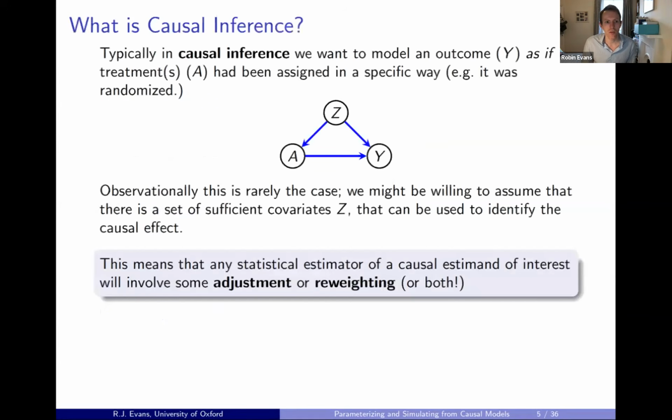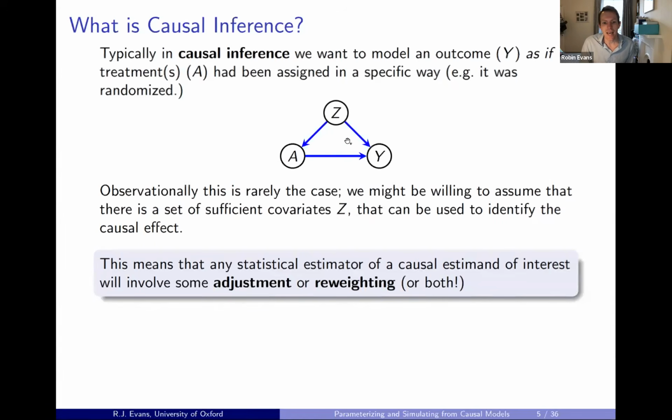Okay, section 1, what is causal inference? A typical problem in causal inference is where we want to model an outcome as though the treatments had been assigned in a specific way. Obviously, the most common way we might want to imagine that the treatment was assigned is at random. Unfortunately, observationally, this is not often the case. At most, we might be willing to assume that there's some set of observable covariates that we've measured that can be used to identify the causal effect because they are considered to be sufficient to control for confounding.